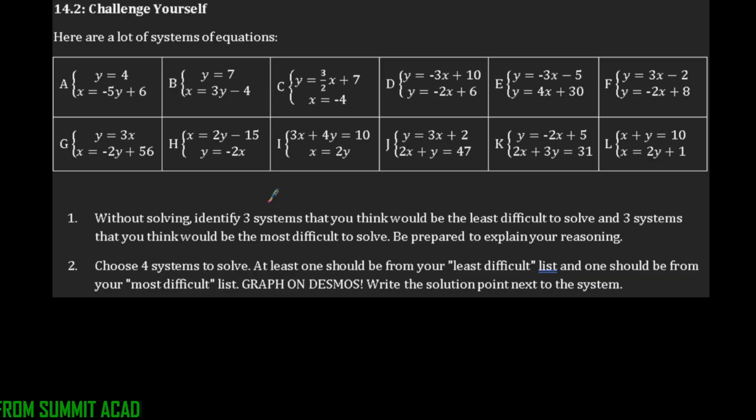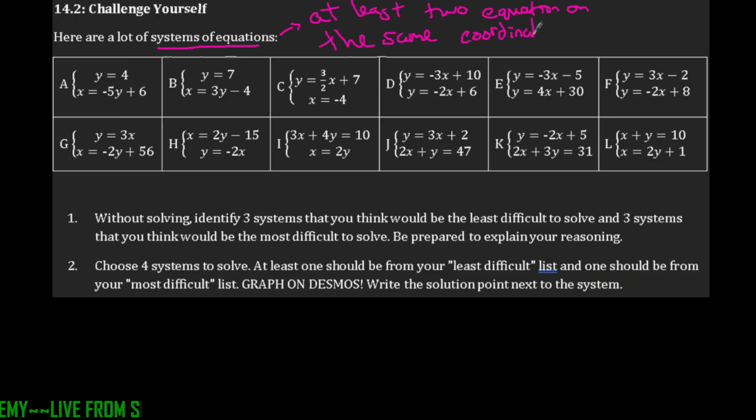All right, same idea for this section now too. It says here are a lot of systems of equations. Again, a system of equations is at least 2 equations on the same coordinate plane. That just means on the same graph.